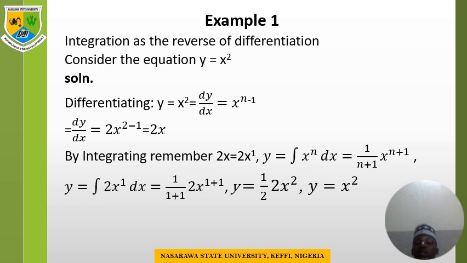By integrating, remember 2x is the same thing as 2x raised to power 1. When you are integrating this differential value back, it means that you are saying 1 over n plus 1 times x raised to power n plus 1. That is 1 over 1 plus 1 times 2x raised to power 1 plus 1. The answer is y equals 1 over 2 times 2x raised to power 2, which is the same thing as y equals x raised to power 2, taking you back to your normal equation.